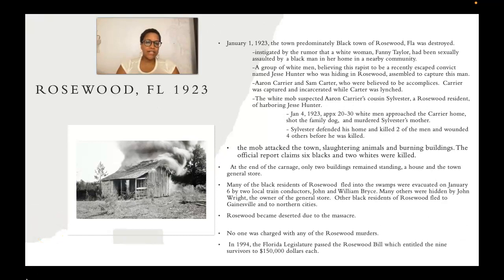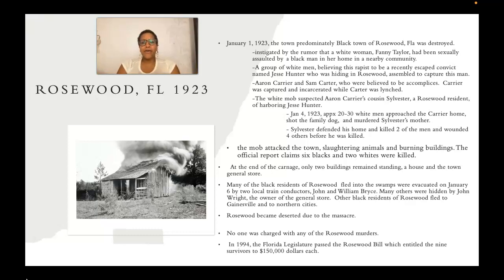So January 1st, 1923, the predominantly black town of Rosewood in Central Florida was destroyed. This was largely instigated by the rumor that a white woman by the name of Fannie Taylor had been sexually assaulted by a black man in her home in a nearby community. And so a group of white men, believing that this rapist had been a recently escaped convict by the name of Jesse Hunter, they believed him to be hiding in Rosewood, and so they assembled a cavalry of sorts to capture this man.